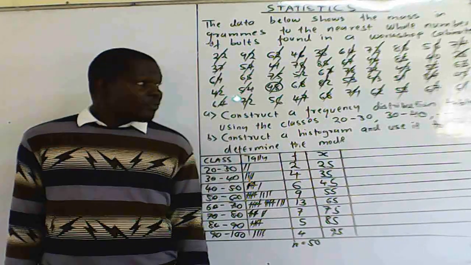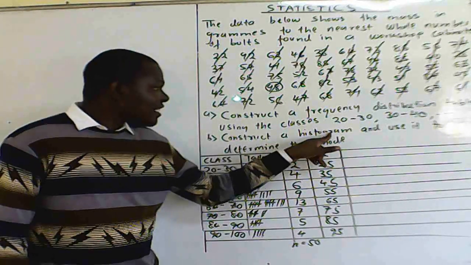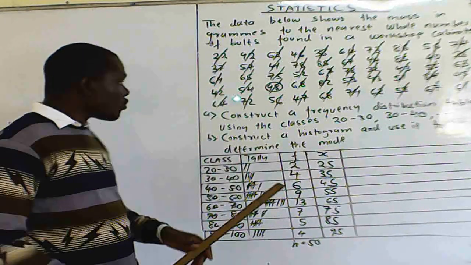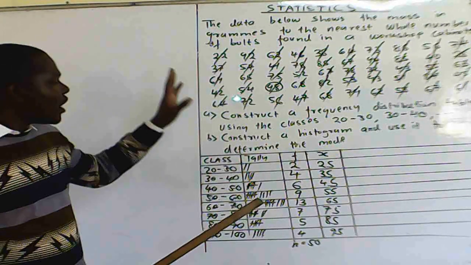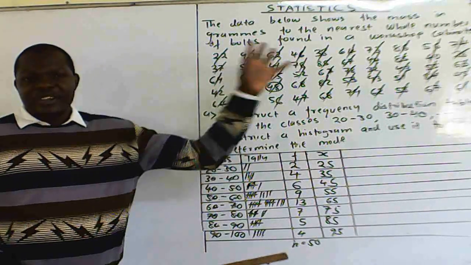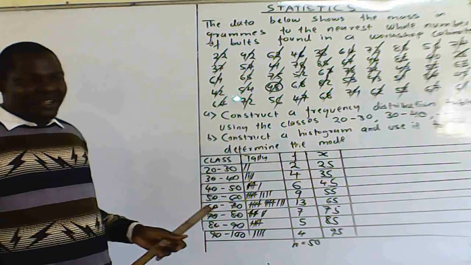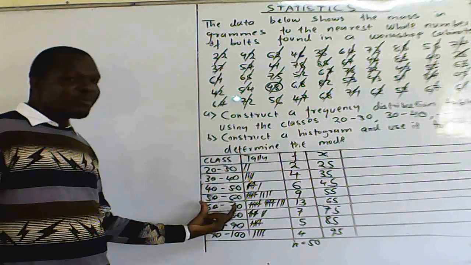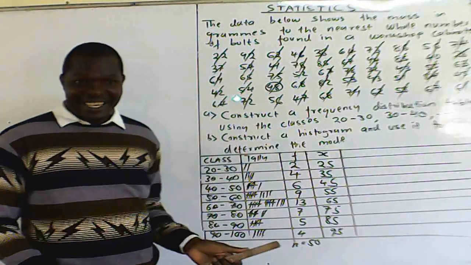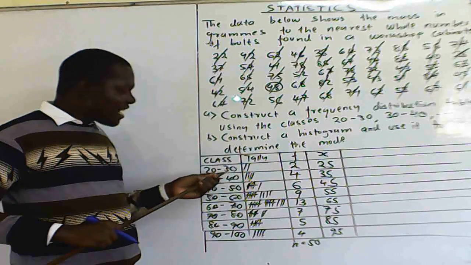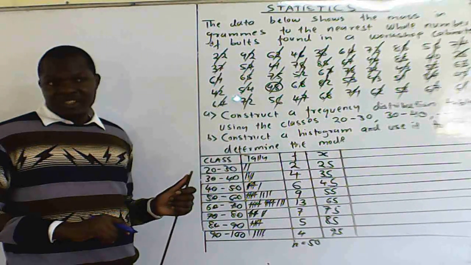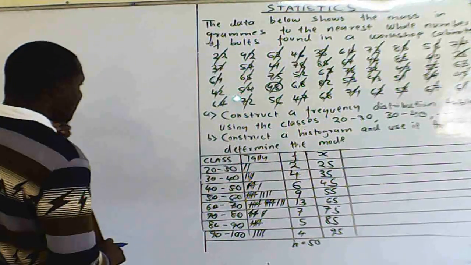After you construct the frequency distribution table, you'll be told to construct a histogram, and you use it to determine the mode. So let us construct the histogram. For a histogram, you check if the class limits are the same or different. If the class limits are the same, then it is frequency against class limits, isn't it? In this case, you can see the class limits were the same as class boundaries, because this class is static at 30, this one is static at 30. Clear? Very good. So let us construct.